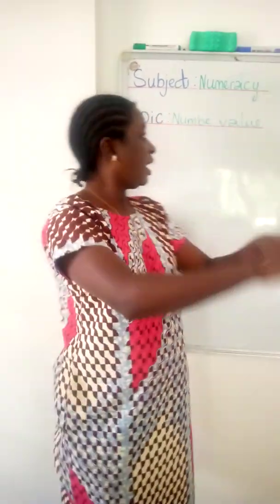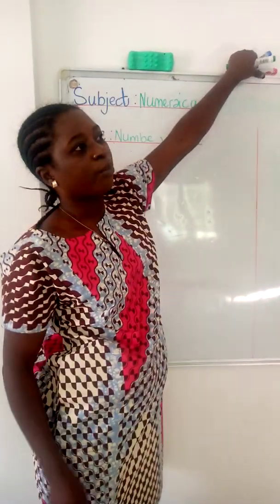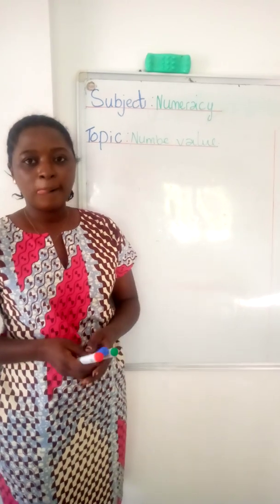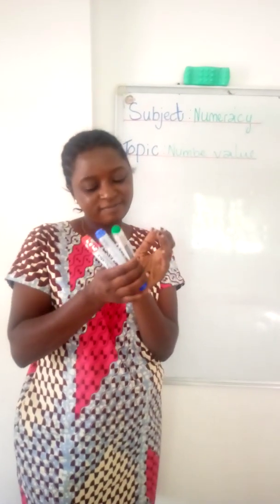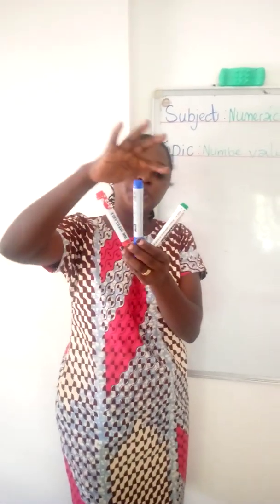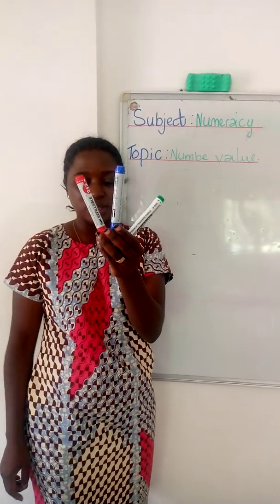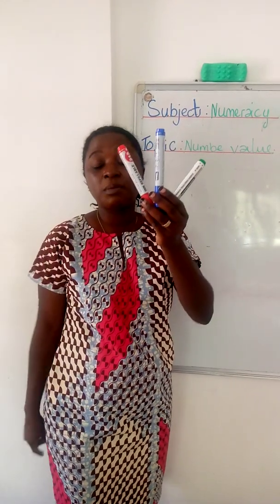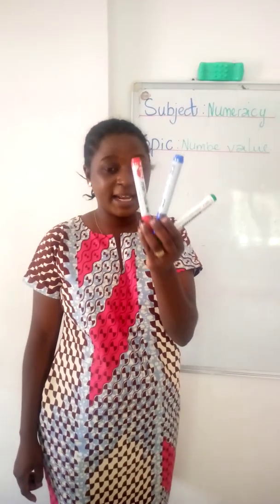10 fingers. Now that brings us back to our topic, number value. When we talk about number value, it's the value of a number. For example, I have some pens in my hand. I have a red, a blue, and a green. If I ask you how many pens can you see, you have to count it. You go 1, 2, 3. Mrs. Ayedabon has 3 pens in her hand.